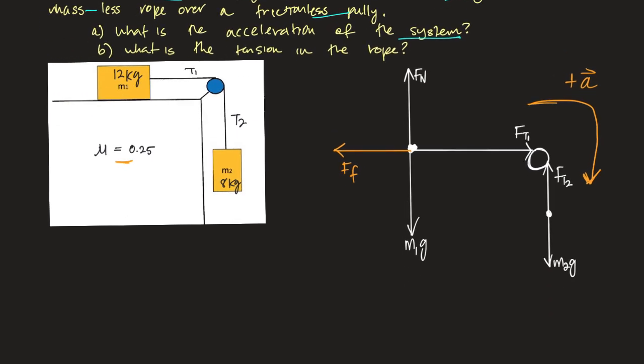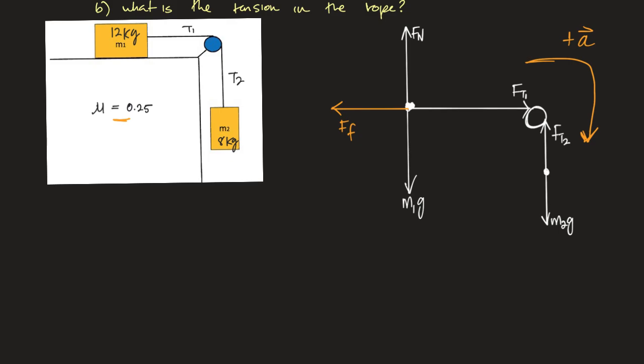And the reason for that is, now that I know that, because my M2G, which is 8 times 9.8, and that's 78.4 newtons, is the driving force of this whole system. It's going to cause my 12 kilogram mass to go over the pulley system. And because they're attached by a string, I can also say mass total is equal to 12 plus 8, and that gives me 20 kilograms. Right. The only problem now is that I've got something that's opposing this.